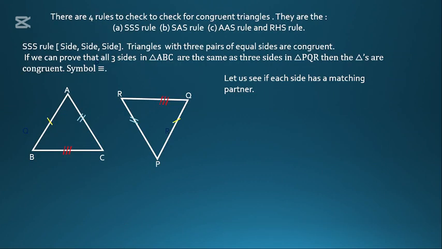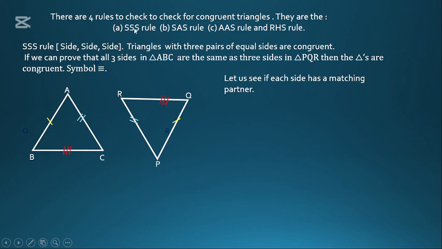Now there are 4 rules to check for congruent triangles. They are the SSS rule, that means side, side, side. Then we have the SAS rule, that is side, angle, side. Thirdly, we have the AAS rule, angle, angle, side. And lastly, the RHS rule, right angle, hypotenuse, and side.